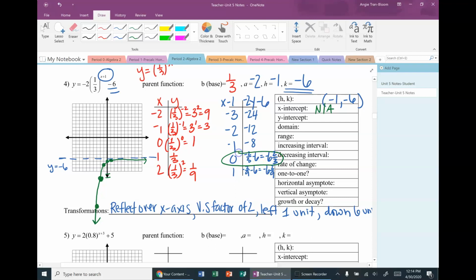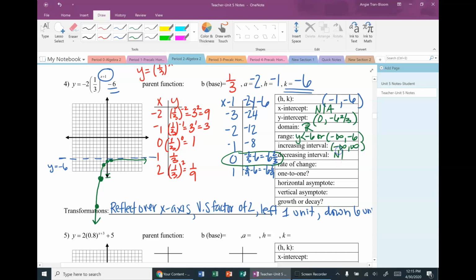We already have it on the table, so we're going to write 0, comma, negative 6 and 2/3. If it's not on your table, then you have to work that out manually. The domain for all exponential will always be all real. The range, you can write it y is less than negative 6, or you can write negative infinity to negative 6. It is an increasing interval still, and it's increasing all over the domain.